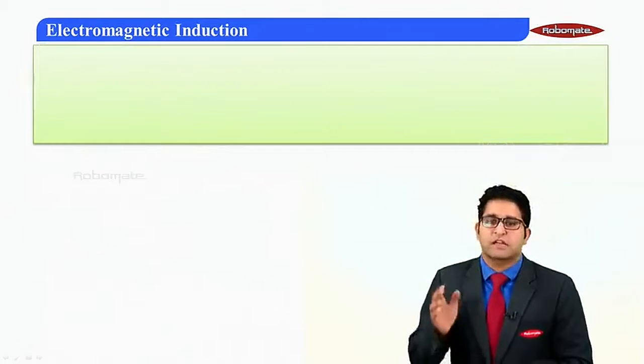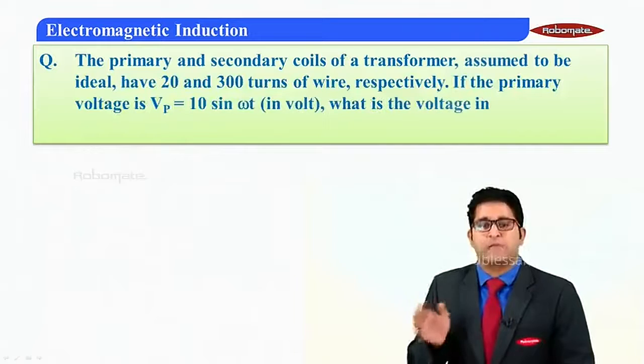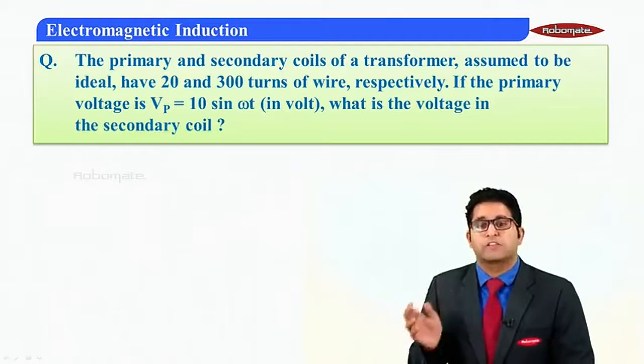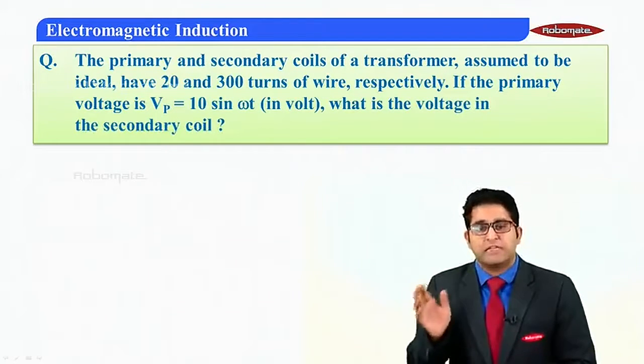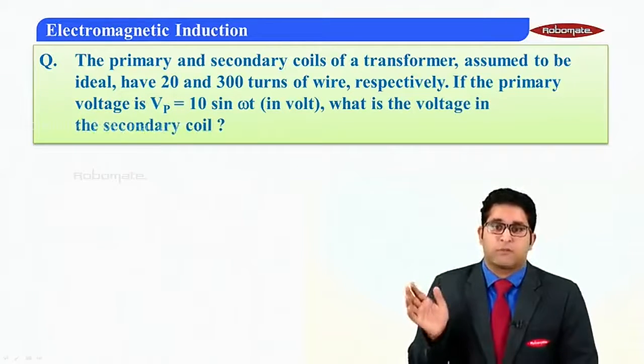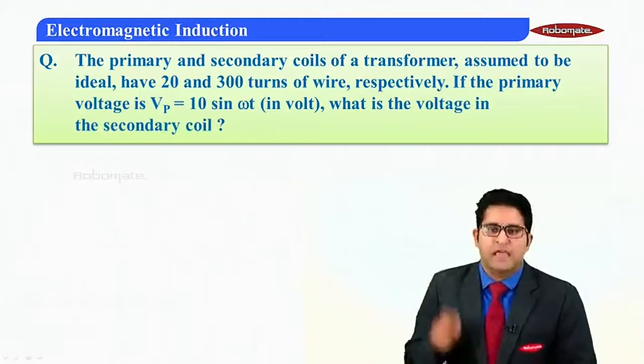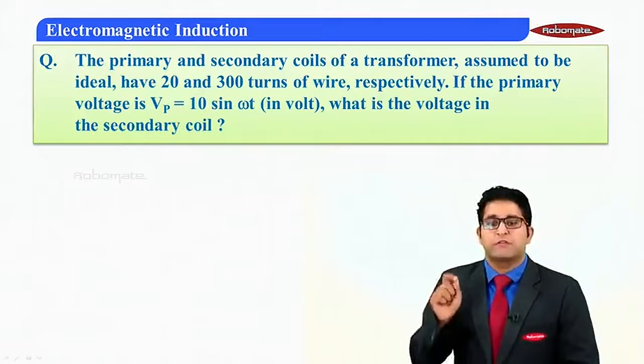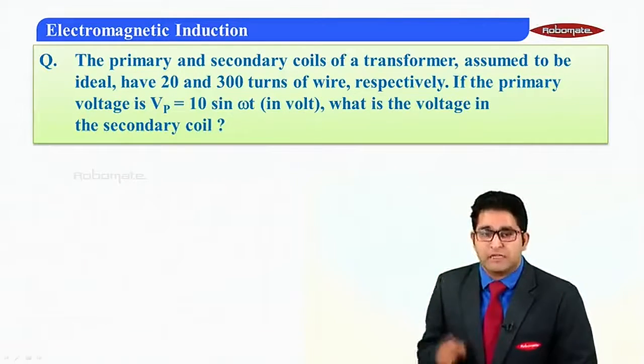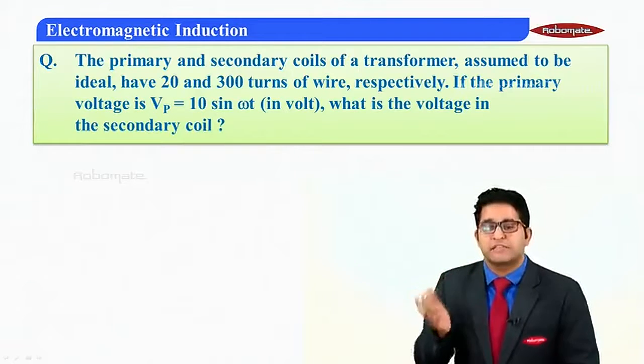Now let us move further. Let us start with the second numerical. It says the primary and the secondary coil of a transformer are assumed to be ideal, and have 20 and 300 turns. So the number of turns on the secondary is higher. That means it is a step-up transformer. If the primary voltage Vp is equal to 10 sine omega t in volts, what is the voltage in the secondary coil?